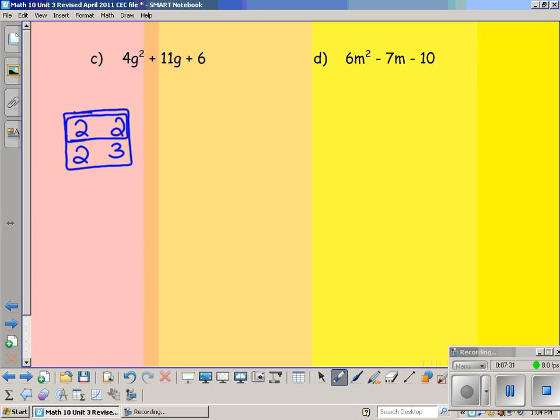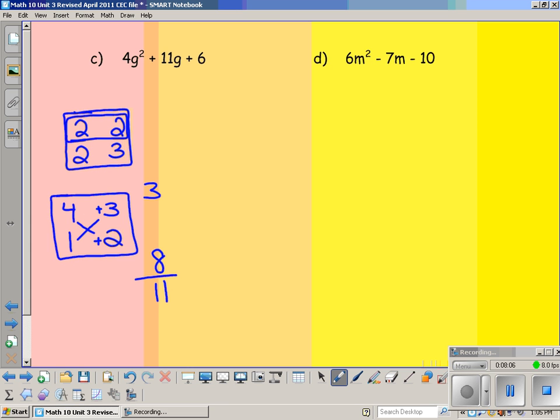Changing the order here doesn't work either because the first column was both 2's. So we need to try a different option. Maybe I'll make these 4 and 1, and then I'm going to use 3 and 2. Now, my order is going to be very specific. I cannot put 2 in the same row as the 4 because, again, that would indicate there was a common factor. 1 times 3 is 3. 4 times 2 is 8. Can we get to 11? The answer is yes. 3 plus 8 is 11.